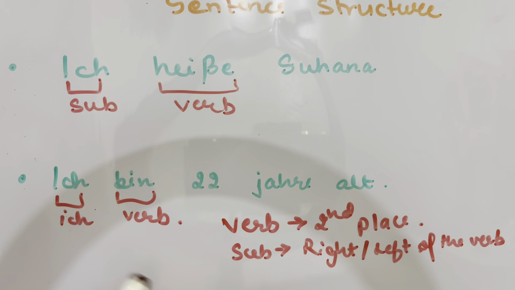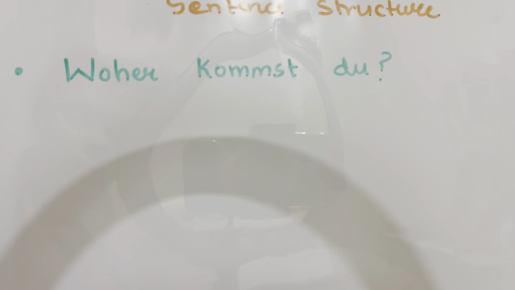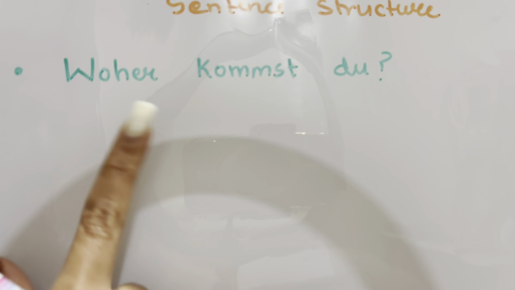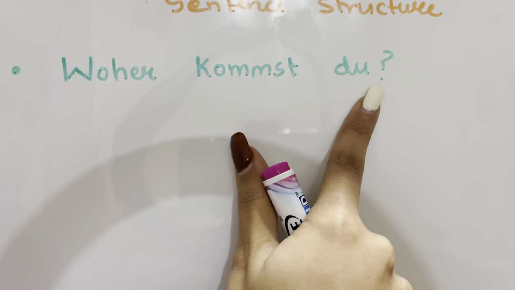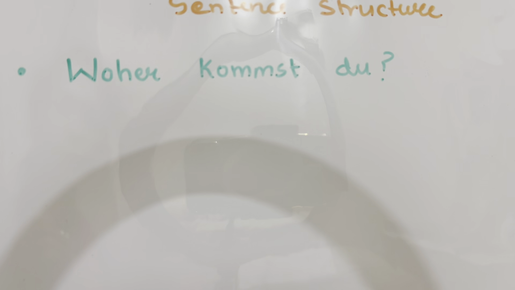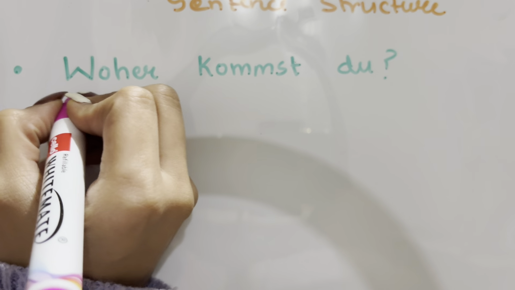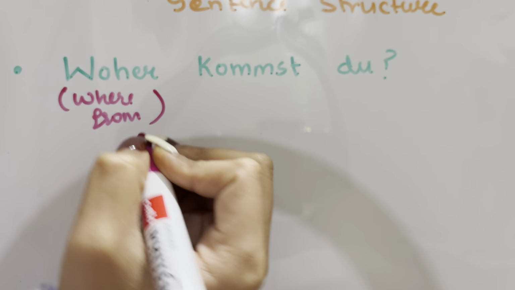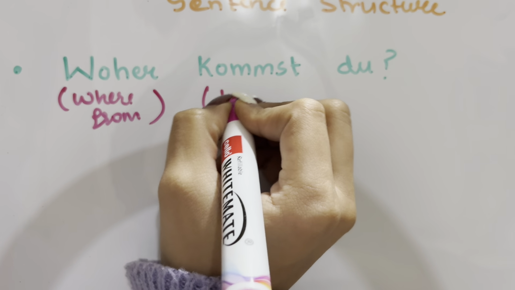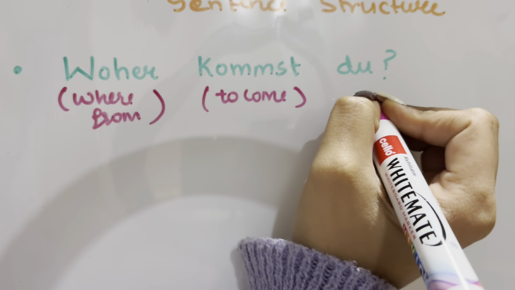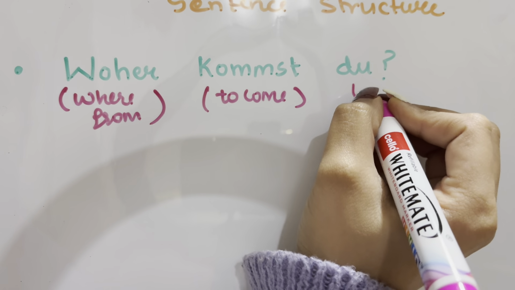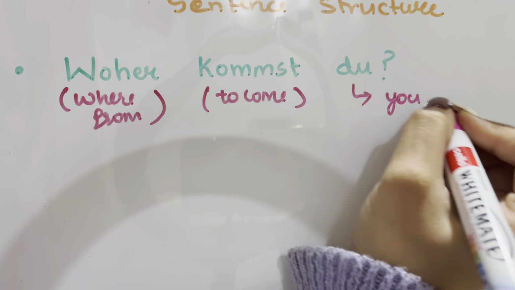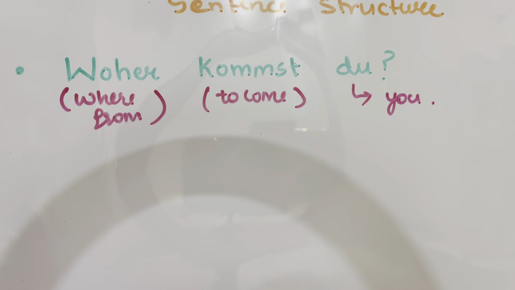Maybe when we are asking a question, at that time, the subject will shift to the right of the verb. Now, the next sentence that we are looking at is a question. Woher kommst du? So, first of all, let us know what woher means. It means where from, and kommst means to come. And du, I think everyone must be familiar. Du means you. So the question is, where do you come from?